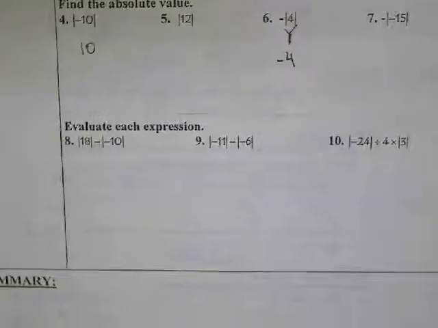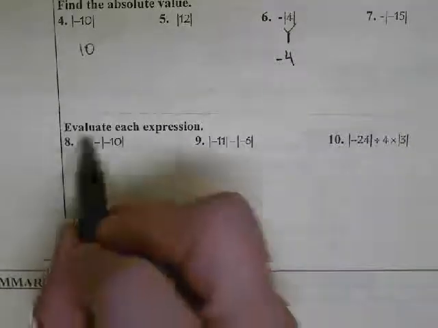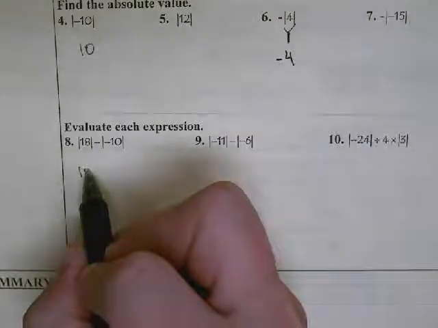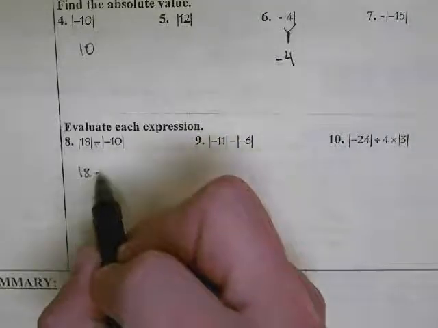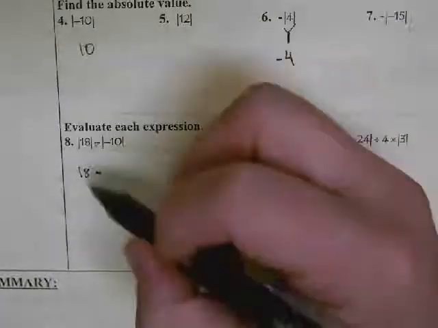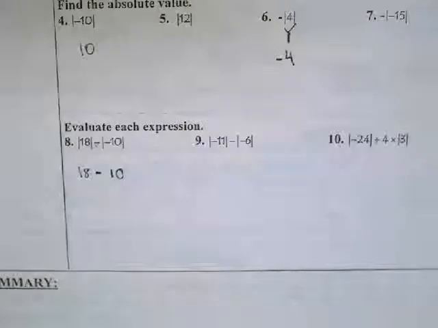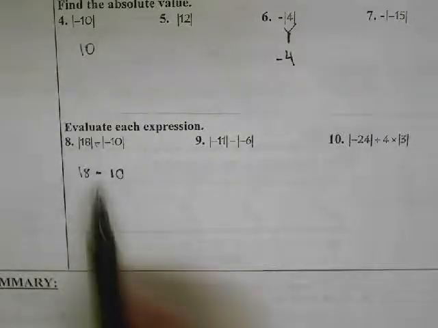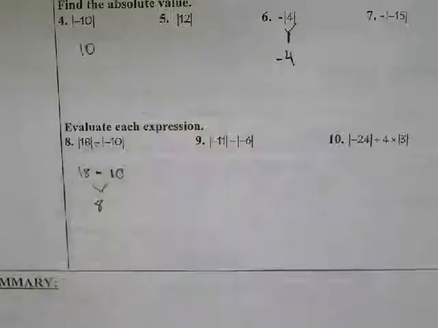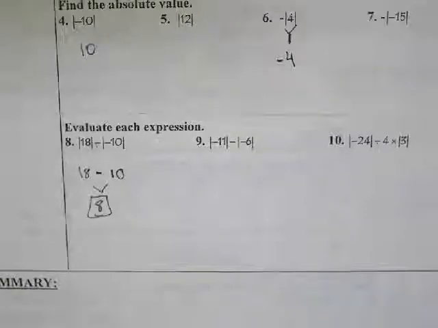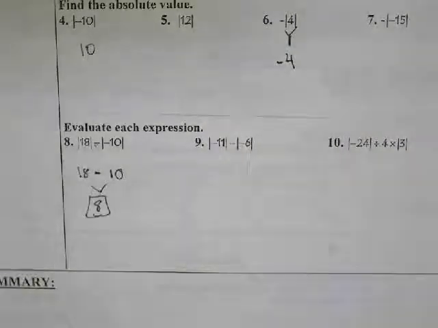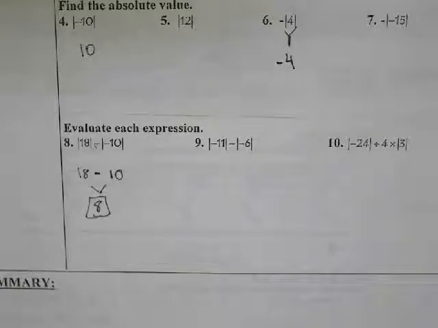Okay, let's look at number 8. The absolute value of 18 is 18. We'll bring this minus sign straight down. And the absolute value of negative 10 is 10. Now we're able to solve this problem. We do 18 minus 10 is 8. So right now I'd like you to go ahead, pause here, and try 5, 7, 9, and 10 on your own. And that will be it for this video.